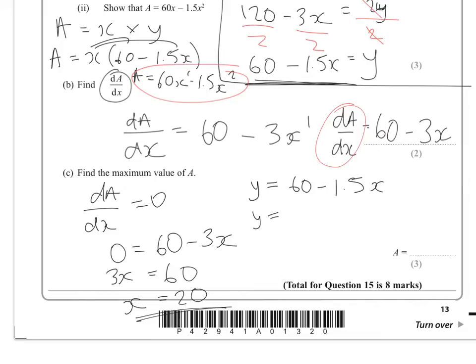So y equals 60 minus 1.5 times 20. So y is going to equal 60 minus 30, which is 30. So their maximum value of a, well, a is x times y, so 20 times 30, which equals 600.